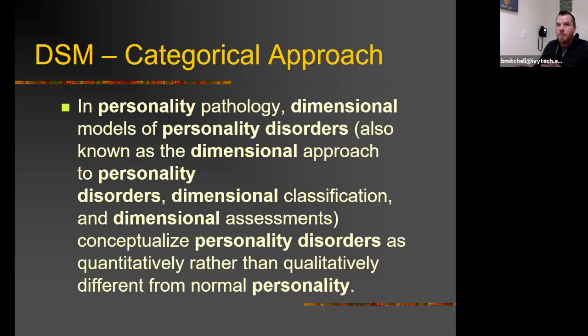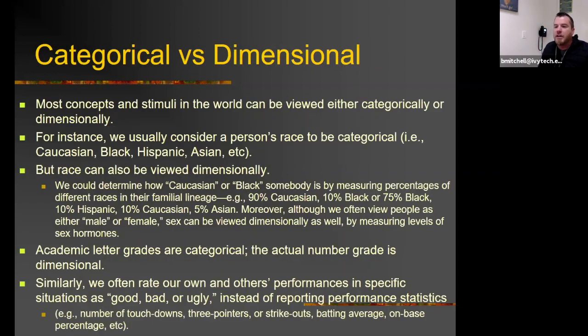So in this personality pathology, dimensional models are slightly different, okay? So dimensional means we're going to look at the dimensions that vary from normal personality versus categorical, where we're going to just say you have to fit these criteria and then you fit the criteria. We're going to look at these criteria and then you're going to fit the category of a personality disorder.